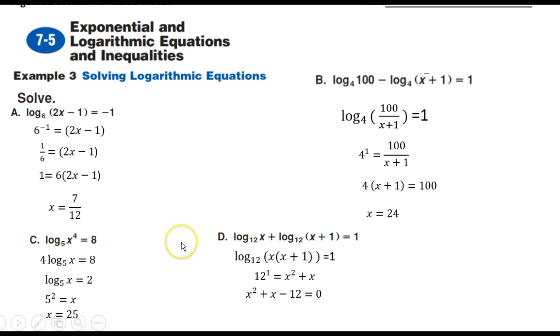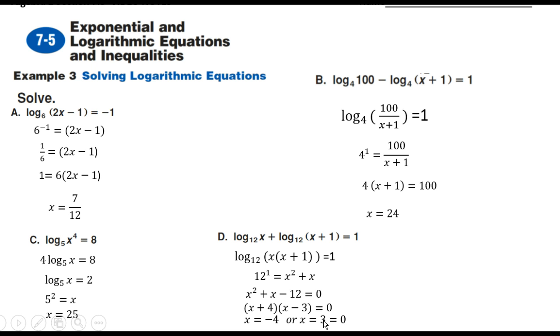Okay, now that we have our x squared and x and constant all on one side and we set it equal to 0, we can factor this, saying what multiplies to give us negative 12 and adds to give us 1. The answer is x plus 4 times x minus 3. When we solve this, we're going to get x equals negative 4 or x equals 3.